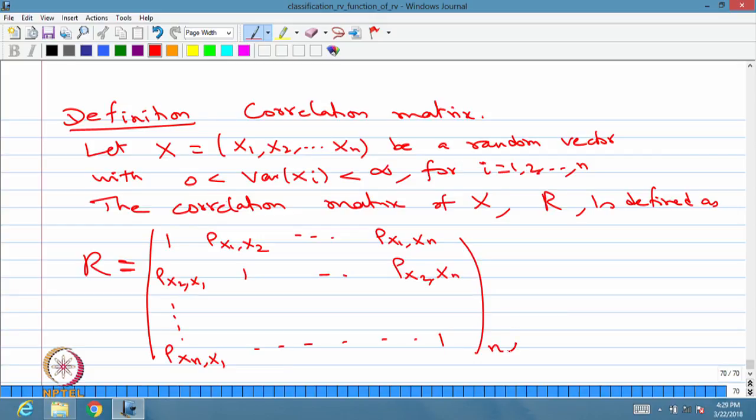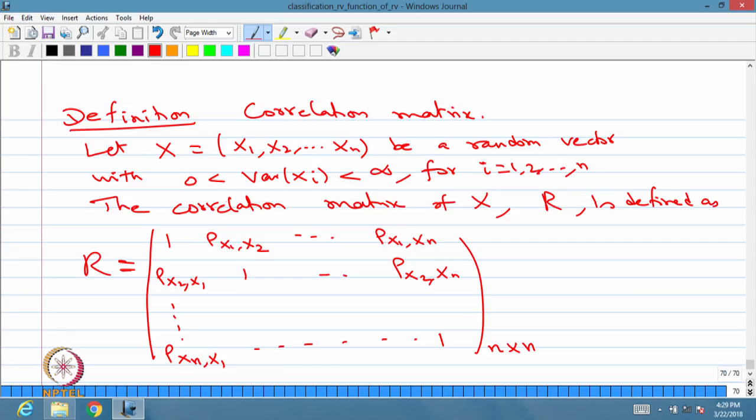Again, this is an n cross n order matrix whose diagonal elements are 1, and other elements, for the ith row jth column, are the correlation coefficient between xi and xj. We will go for the example, and we will take the same example we discussed for the covariance matrix and find out the R matrix.